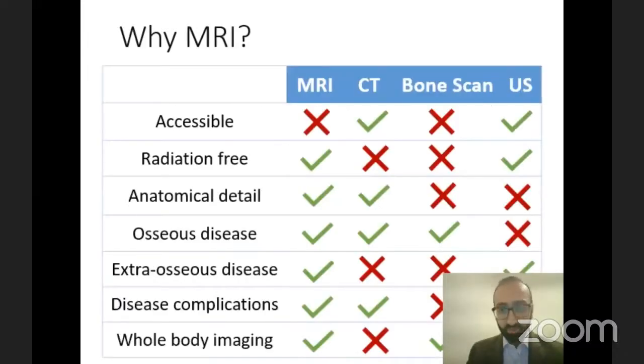This is a table which looks very complex, but really the message of this is that MRI ticks almost every box that you want for looking at marrow, for both the osseous abnormalities and, in some pathologies, the extra osseous abnormalities. It gives you good anatomical detail. It's possible to acquire whole body imaging. It's just not always accessible. And I guess in some contexts, the accessibility is availability. In children, it can mean using an anesthetic or sedation. And obviously there's a cost prohibition as well in comparison to simpler things like X-ray.